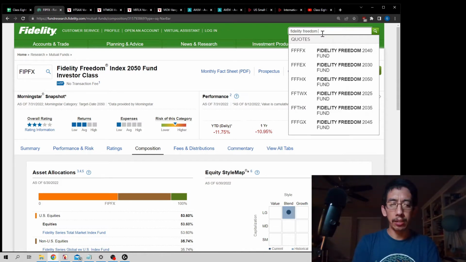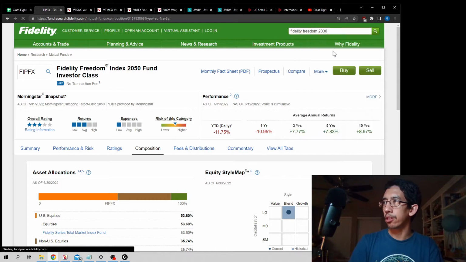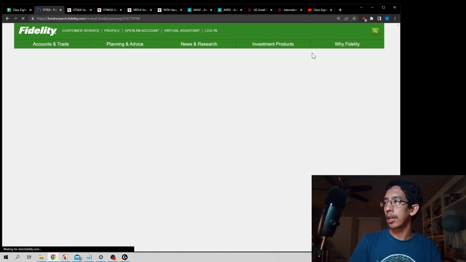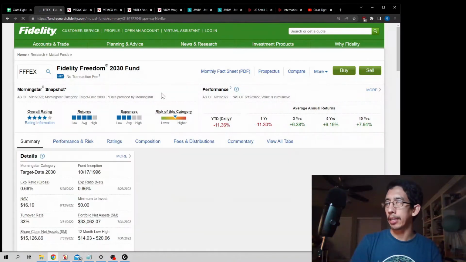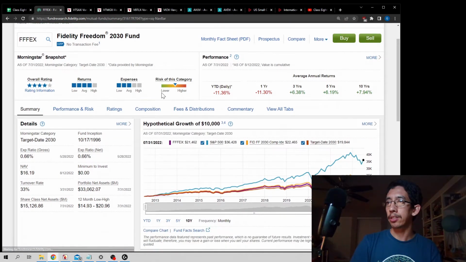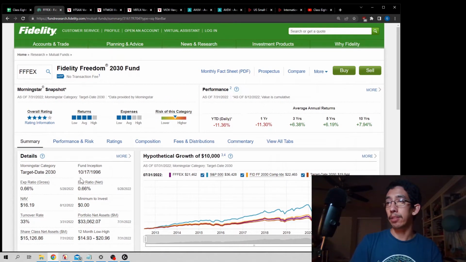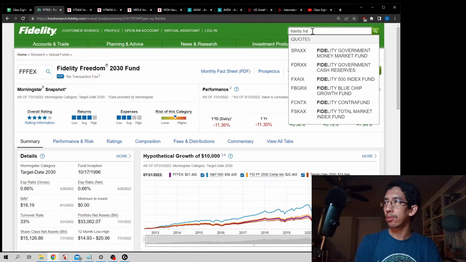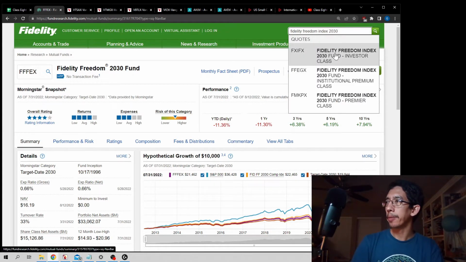Let's plug in 2030 because I want to show you how this looks over time. So for someone who's retiring in about 8 years, it's going to get a lot safer. In fact, the expense ratio actually goes down a little bit, oddly enough. It's 0.66. But let's look at the actually went up because I put Fidelity Freedom, not index. See how that works? It's tricky. Index 2030. That was my mistake.